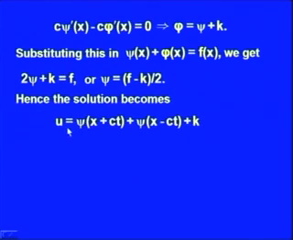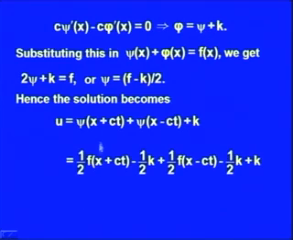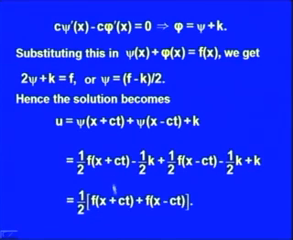and hence the solution becomes u equal to psi(x plus ct) plus phi(x minus ct), which becomes psi(x minus ct) plus k from this equation, and let us put the value of psi here now. So, psi(x plus ct) gives you f(x plus ct) minus k by 2, that is half of f(x plus ct) minus half k, and psi(x minus ct) gives half of f(x minus ct) minus half of k, and then plus k here. So, this gives you half of [f(x plus ct) plus f(x minus ct)].